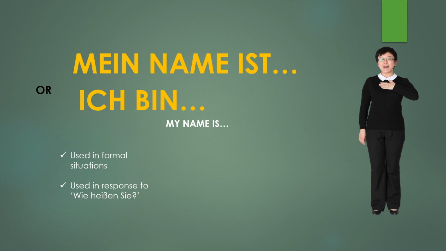Mein Name ist, followed by your name, or you can say Ich bin, followed by your name. It means my name is. It is appropriate to use mein Name ist or Ich bin in formal situations and in response to the question Wie heißen Sie?